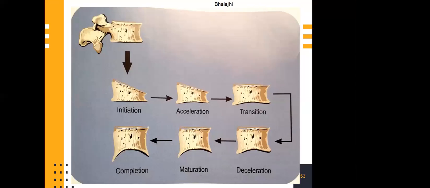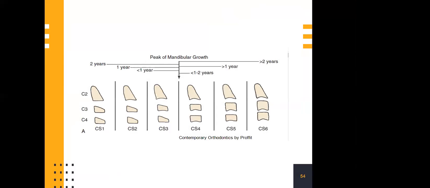This is a simple figure showcasing how a cervical vertebra changes from the initiation phase to the deceleration to the completion phase. This is a figure from which we can see how cervical vertebra staging can help us know about the mandibular growth. The peak of the mandibular growth occurs between cervical stage 3 and cervical stage 4, and keeping this in mind, we can formulate various treatment plans.